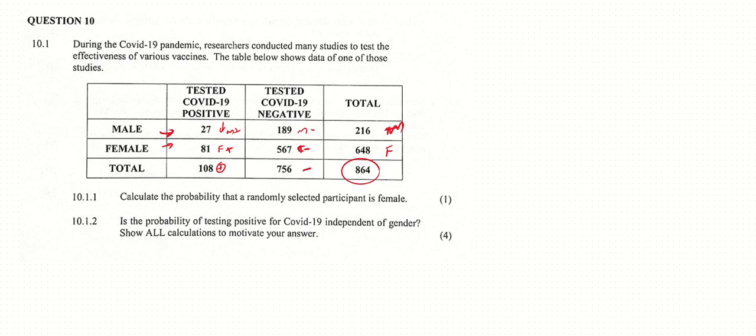10.1. Probability that the randomly selected participant is a female. So let's look at 10.1.1. Probability of a female. How many are females? 648 out of 864 are females. So we're going to say 648 divided by 864 are females, which makes it 3 over 4. 3 over 4 is the probability of choosing a female.